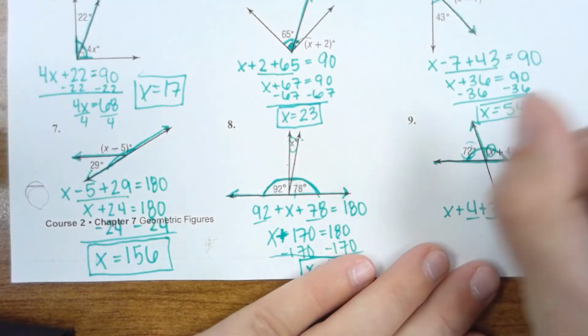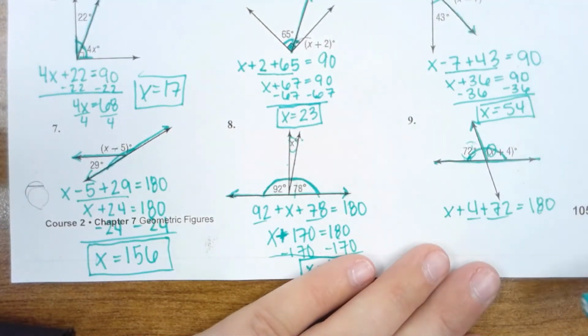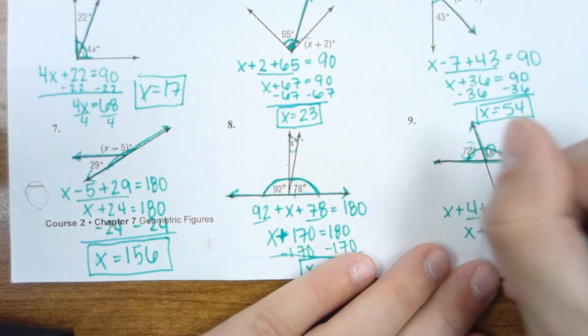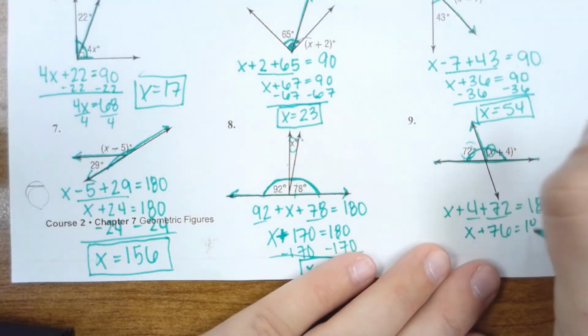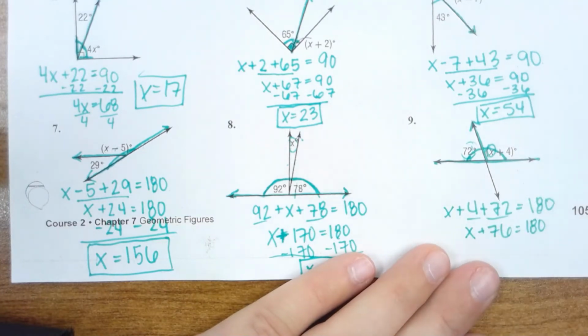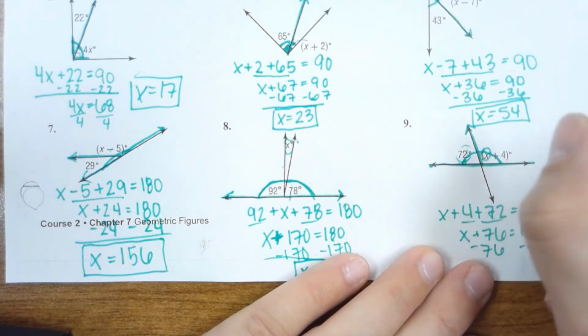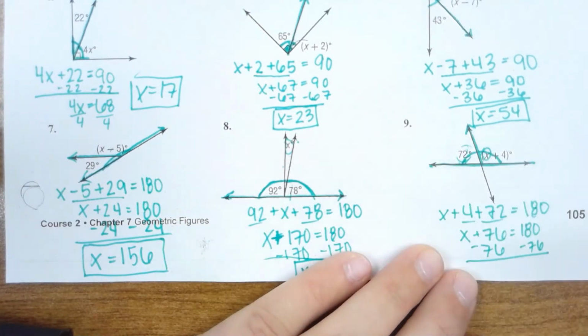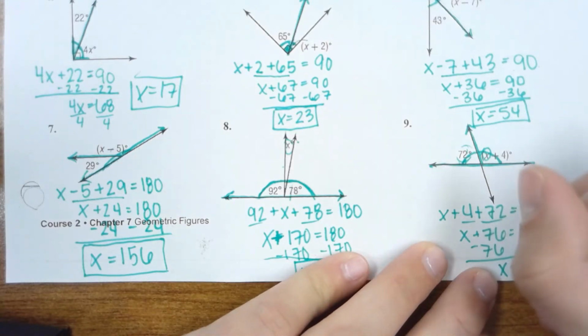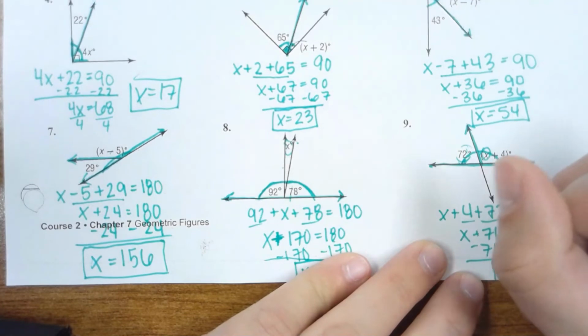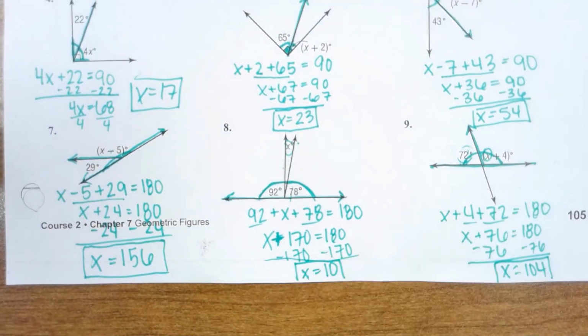Okay, so I can go ahead and combine my two constants together. So I can take 72 plus 4 to give me 76. And all that would be equal to 180. And then your last step to get x by itself is to subtract the 76 from both sides. So 180 minus 76 gives me a total of 104. So good job if you guys got that.